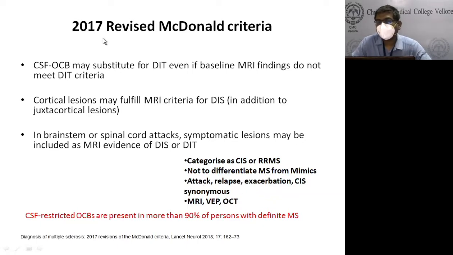So the latest revision to the McDonald criteria states that you ideally need to have a dissemination in space as well as dissemination in time. But if you don't meet the criteria for dissemination in time, like you don't have 2 episodes, etc., a CSF OCB can substitute for dissemination in time. And the second modification which occurred is that cortical lesions may fulfill the MRI criteria for dissemination in space in addition to juxtacortical lesions. So these are the main revisions. And it's also important to note that the OCBs which we do routinely, that is the intrathecal production of antibodies, are present in more than 90% of patients with definite multiple sclerosis.